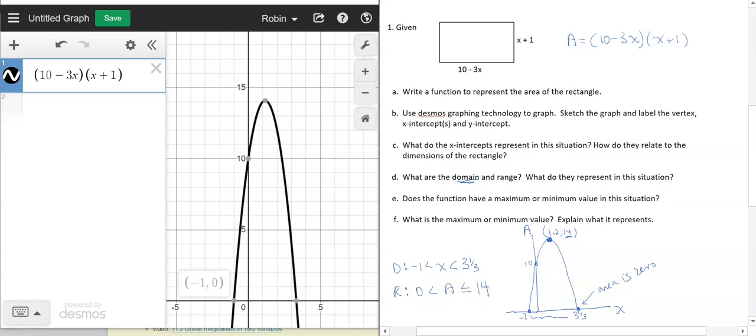Okay, so that's a little bit tricky. You really have to stop and think and analyze this graph. Does this have a max or min? Well, it has a maximum. The maximum is 14. That's the max area. What is the max or min? Well, I just answered that in what it represents. All right? So, using your Desmos, you can graph it and analyze the problem and really think it through. All right, we'll try one last question.